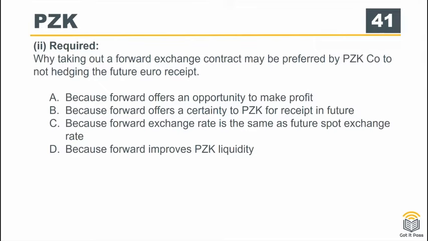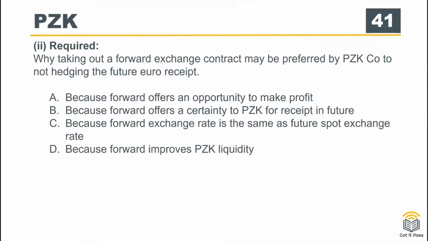So next question is a description question. Why taking out a forward exchange contract may be preferred by PZK company to not hedging the future euro receipt? As seen in part 1, the forward contract is loss-making as compared to a spot rate, but why is it still preferred to hedge instead of not hedge? Let's see each answer.